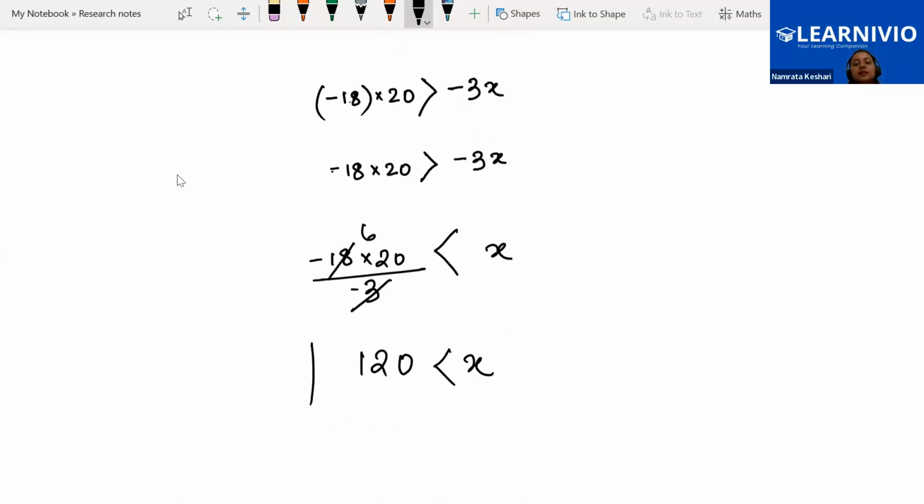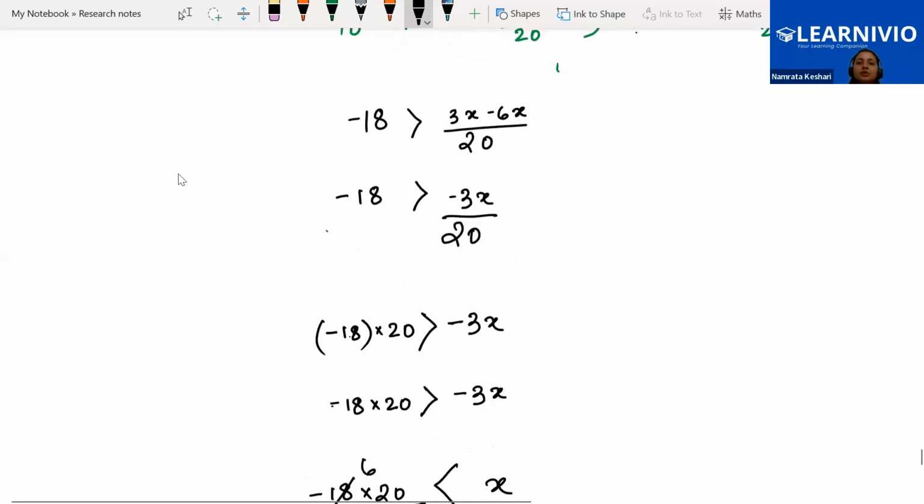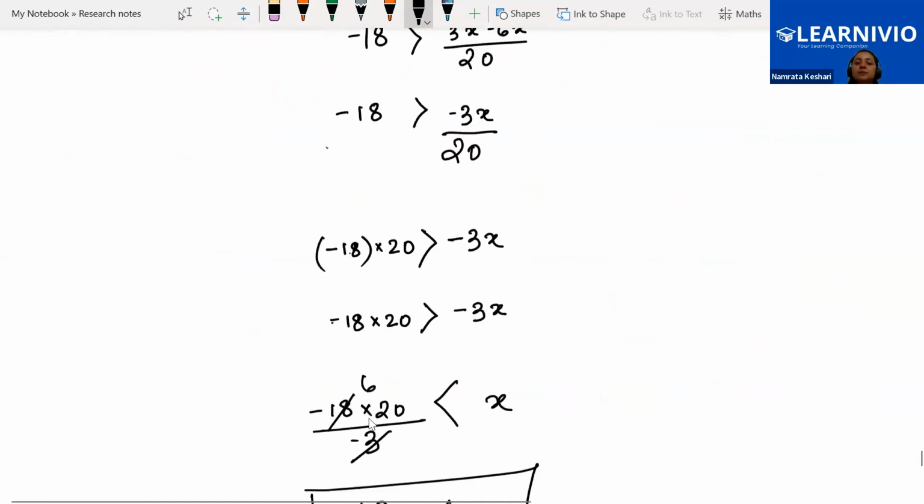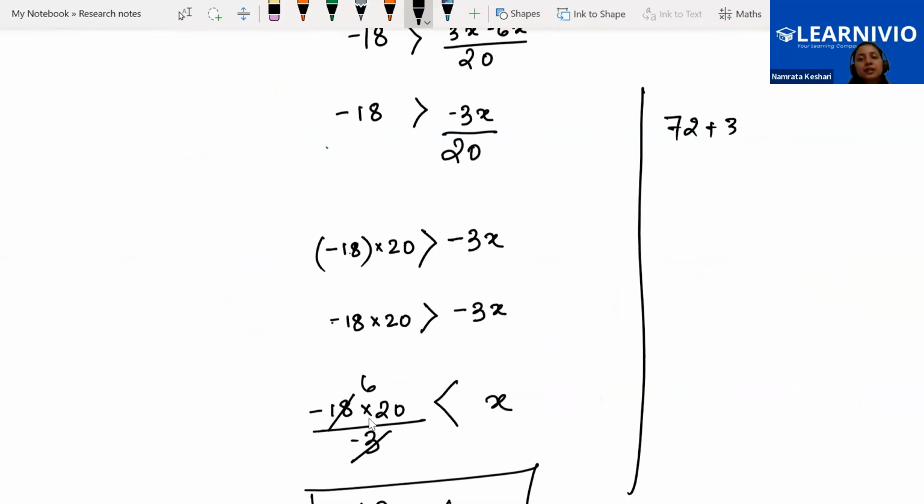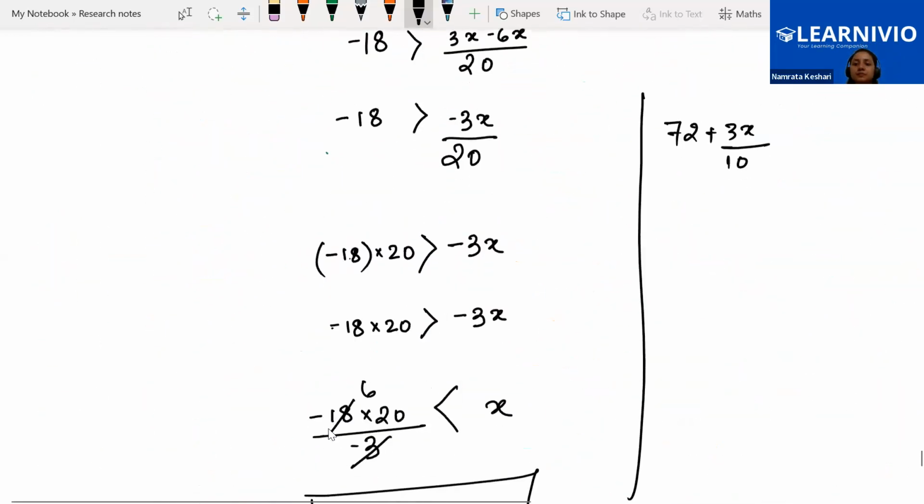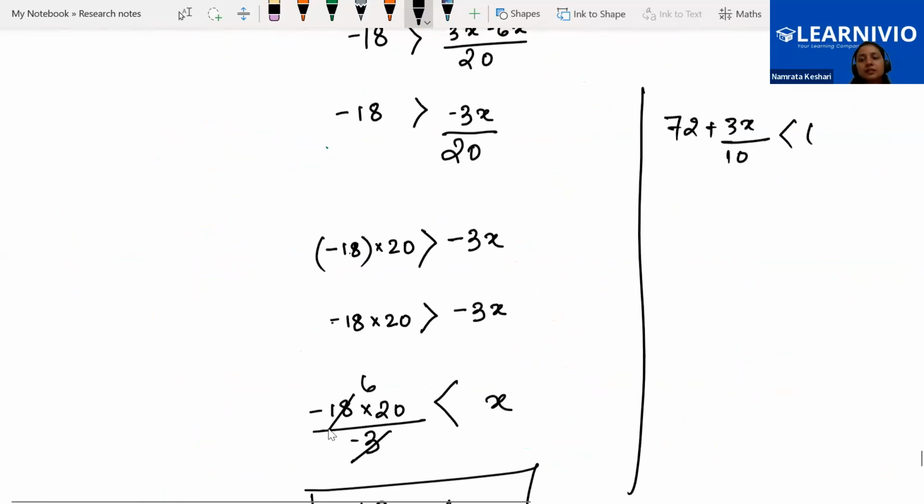This is what we are getting. Let's see the next scenario. The same 72 plus 3x by 10 we are having this time. What was the case? It is smaller than 18%.